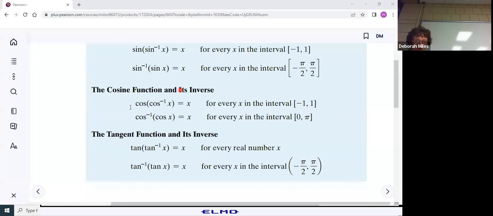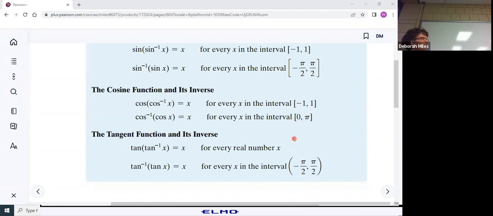Cosine of inverse cosine of x undo each other and leave you x, only if x is something that you can take inverse cosine of. That's x between -1 and 1. Inverse cosine of cosine of x leaves you x if x is an answer that inverse cosine can give you. That means if x is between 0 and pi.